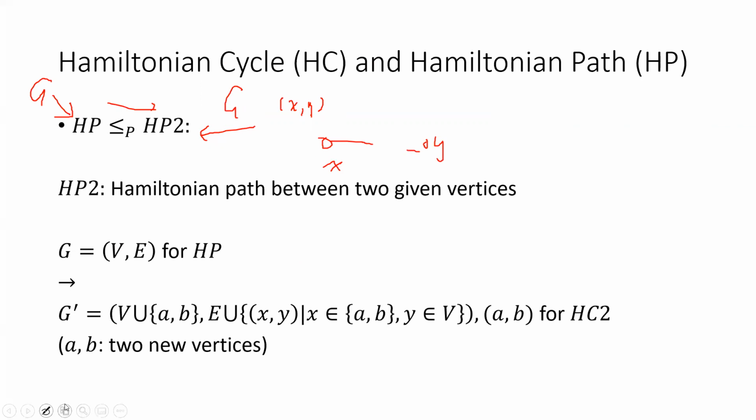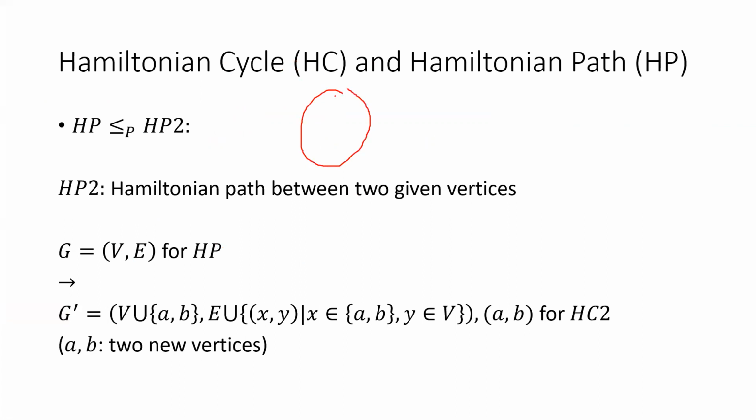Okay, so how can we reduce this? Again, we have a graph G for this HP problem. Then we will create two vertices A and B. We will connect A to every vertex in G, and also B to every vertex in G. Again, we have to prove the relationship.